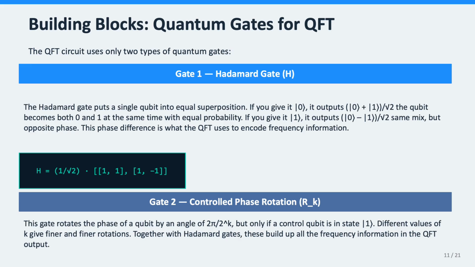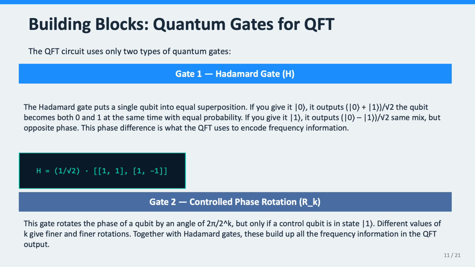The second type is the controlled phase rotation gate. This gate does nothing if the control qubit is in state 0, but if the control qubit is in state 1, it rotates the phase of the target qubit by a specific angle. For a larger value of the gate's index, the rotation angle becomes smaller and finer. When the index is 1, the rotation is a half turn. When the index is 2, it is a quarter turn. When the index is 3, it is an eighth of a turn, and so on, getting progressively finer with each step.